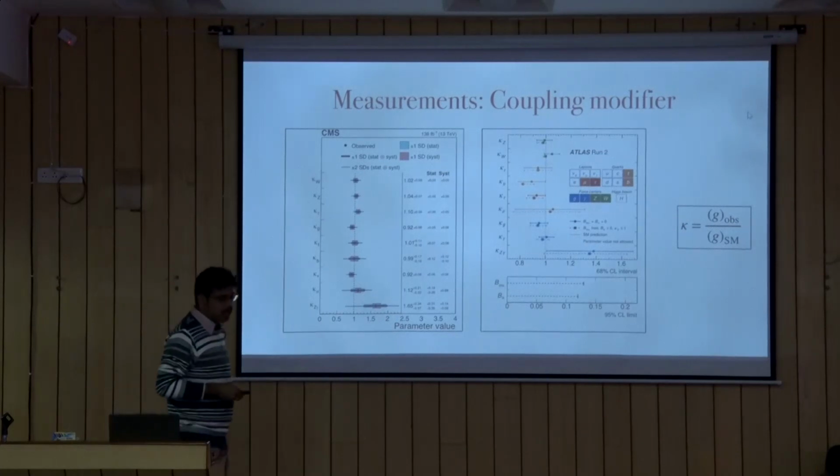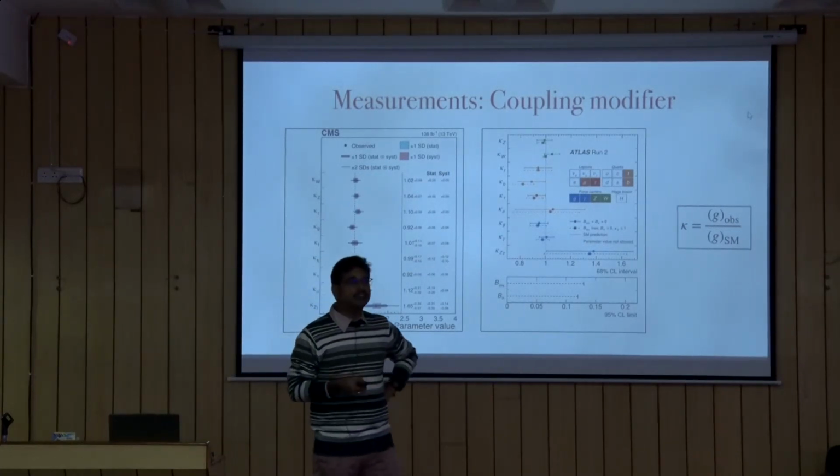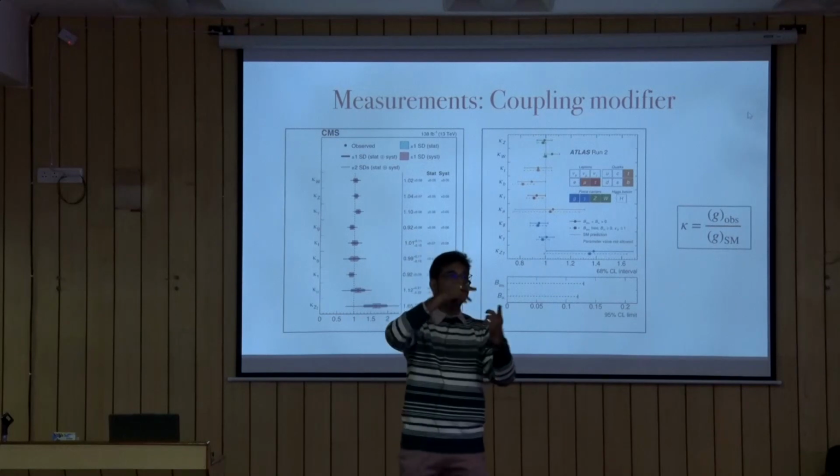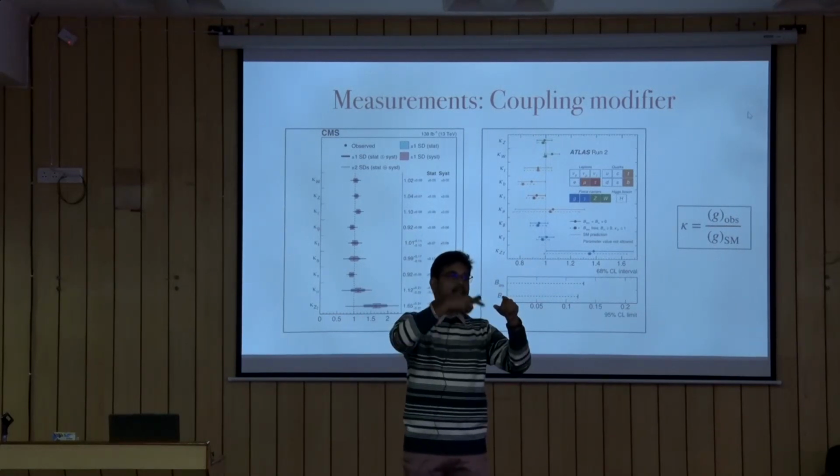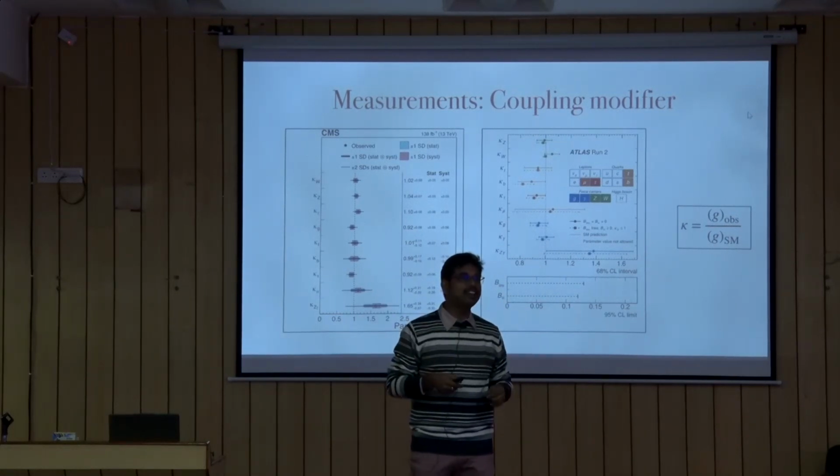Yeah, because it's difficult at the LHC to measure the trilinear coupling. That lambda coupling would be best measured via triple Higgs interaction, right? So that is difficult to measure at the LHC.